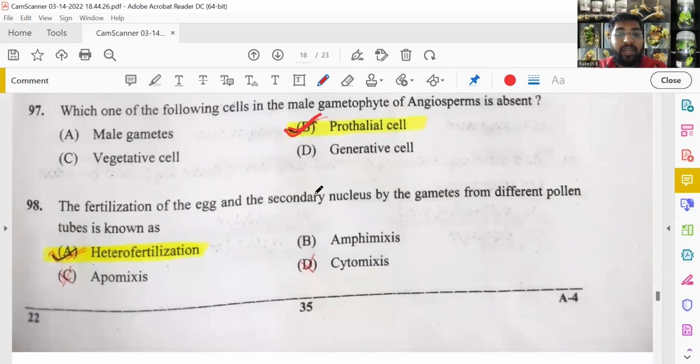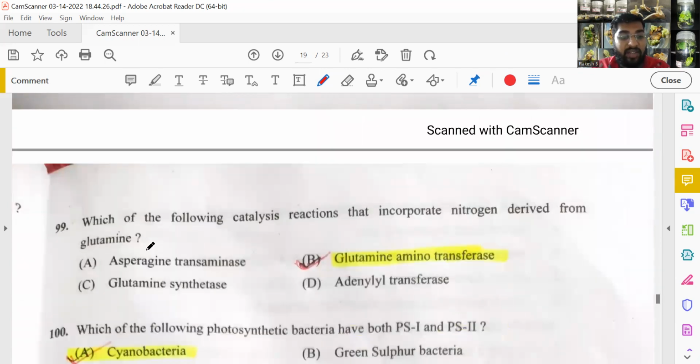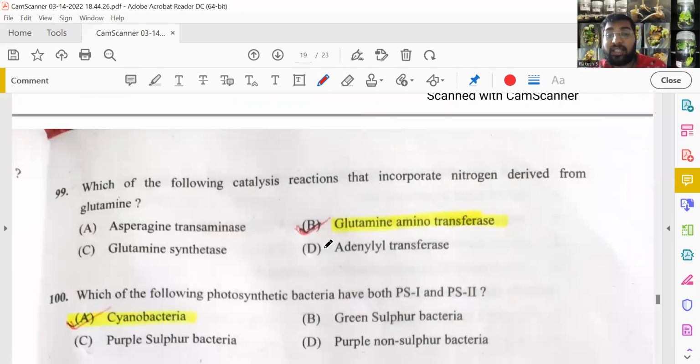The fertilization of the egg and the secondary nucleus by gametes from different pollen tubes is called heterofertilization. Hetero means different, not the same. That is called heterofertilization. Very simple. The ninth one is also another such question. If you had just applied a little bit of logic, you could have easily answered this. They are asking which of the enzymes are involved in the catalysis reactions that incorporate nitrogen derived from glutamine.